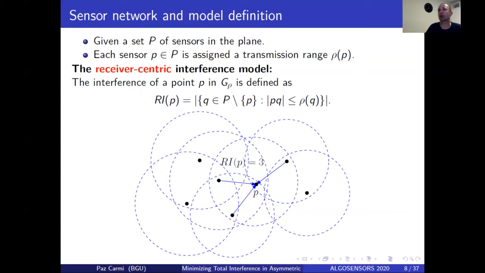The receiver-centric interference model. In this one, the interference of a point P in the graph G rho is defined as the receiver interference of P, to be all the points Q in P except P, such that the distance between P and Q is smaller than the range assigned to Q. We can see in this example that the interference of a point P equals 3 because P lies in the transmission area of 3 points.